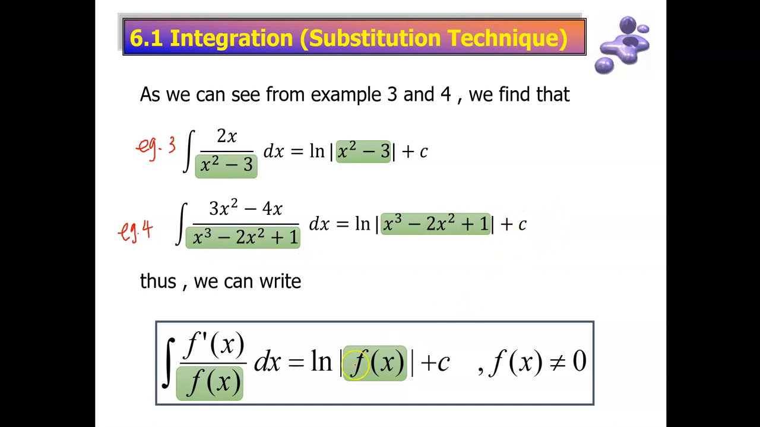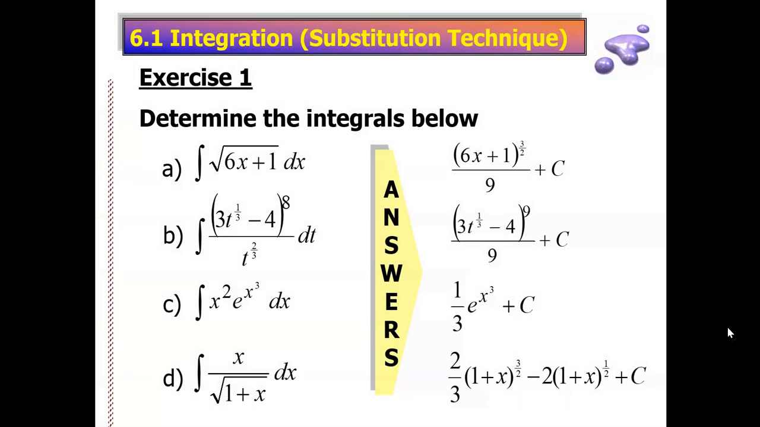Okay. Thus, we can conclude that, or we can write it back as integration of f prime x over f x actually equals ln f x plus c. The f x here is from the denominator ataupun penyebut pecahan tu. Okay. So these are some of the exercises. Please try it on your own so you can check back the answer over here.